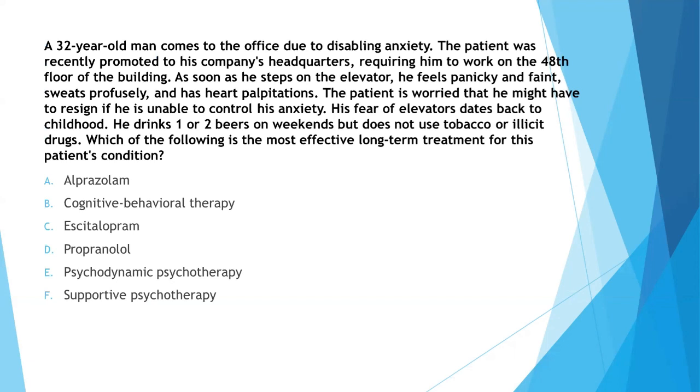So, which of the following is the most effective long-term treatment for this patient's condition? A 32-year-old man comes to the office due to his disabling anxiety. The patient was recently promoted to his company's headquarters, requiring him to work on the 48th floor of the building. Now, as soon as he steps on the elevator, he feels panicky and faint, sweats profusely and has heart palpitations. The patient is worried that he might have to resign if he's unable to control his anxiety. His fear of elevators dates back to his childhood, and he drinks 1 or 2 beers on weekends, but does not use tobacco or illicit drugs, so substance abuse is ruled out. Which of the following is the most effective long-term treatment for this patient's condition? Alprazolam, cognitive behavior therapy, escitalopram, propranolol, psychodynamic therapy, or supportive psychotherapy.